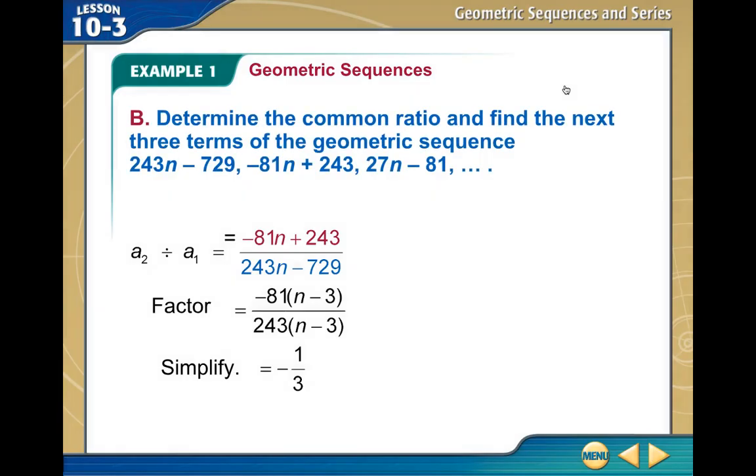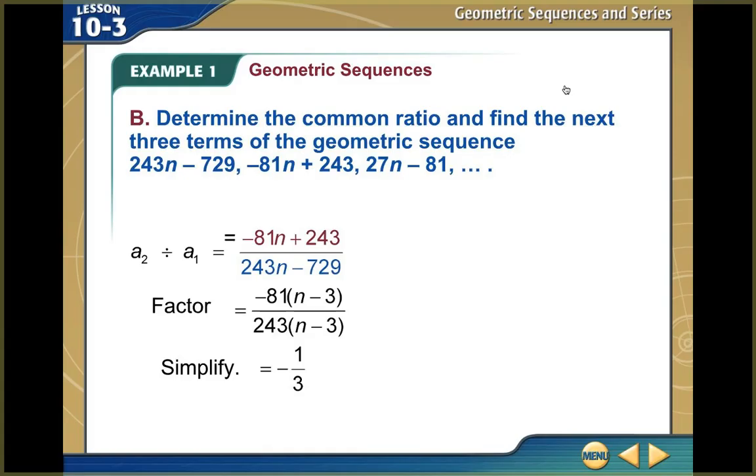All right, I have another one where I determine the common ratio and find the next terms. This one has a variable in it, an n value, but it's the same process. This is a sub 1, this is a sub 2, and if I do a2 divided by a1, by definition, that's going to give me my r value. So that's all they've done over here.